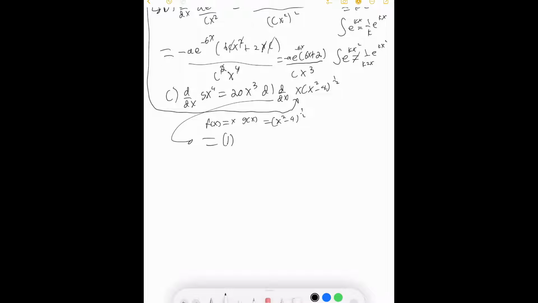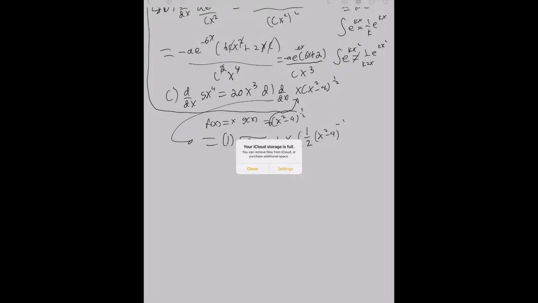Yeah, so I'm just writing out there what our f of x and what our g of x is. So the derivative of f of x is just going to be 1 times g of x, and then plus x times the derivative of g of x. So the derivative of this, you're going to pull the 1/2 down. That 1/2 is going to go to a negative 1/2, and then you have to multiply it by the inside of that function, right? So you're going to multiply it by the derivative of x squared minus 4. So you're going to multiply that by 2x, right?